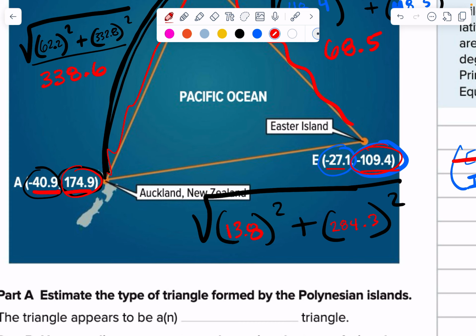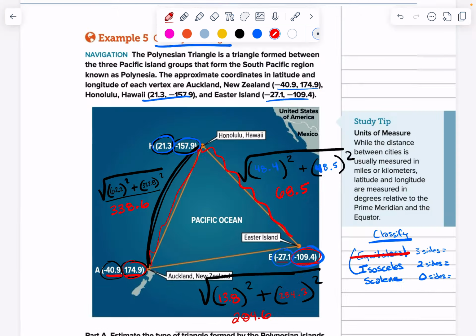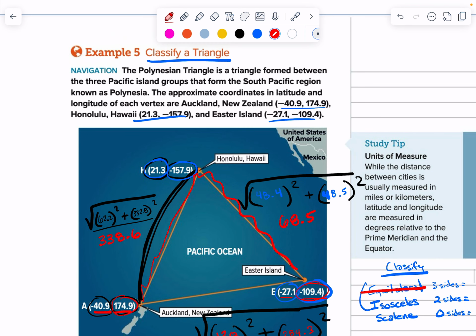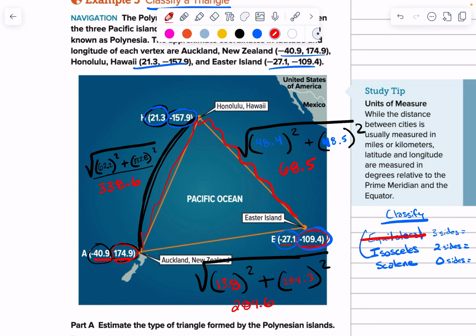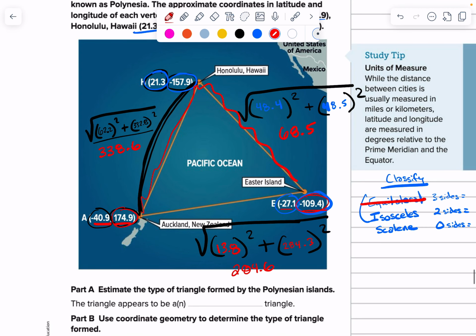Okay, 13.8 squared. I'm going to square both of those, and then I'm going to take the square root. And I get, whoa, 284.6. Is that many miles? I think they were in miles. Are we in miles? No, we're not in miles. We're in latitude and longitude points, which is not in miles. It's not even in kilometers or anything. It's like points of latitude. Anyway, okay. The fact that those three are all different means that this is a scalene triangle.